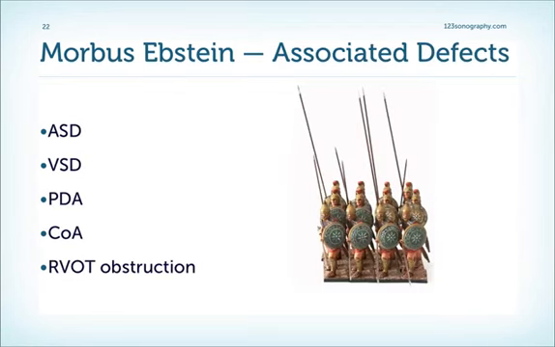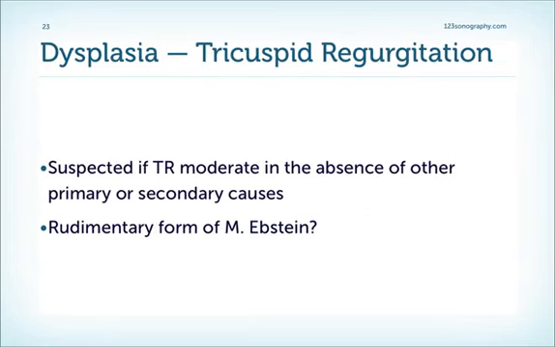Expect to also see other pathologies in morbus Epstein, such as an atrial septal defect, very frequently actually, a ventriculoseptal defect, a patent ductus, coarctation, RVOT obstruction, and also arrhythmias, because very frequently do these patients also have accessory pathways.